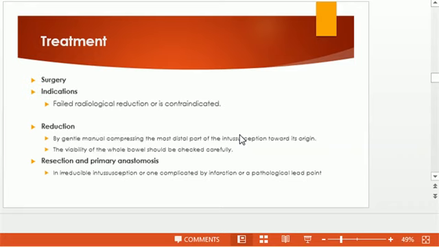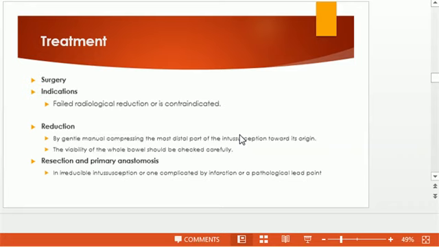So what is the idea? After reduction is achieved by gently compressing the most distal part of the intussusception towards its origin, we make sure not to pull it. Pulling the proximal invaginating part of the gut is contraindicated. The last part of the reduction is the most difficult to reduce. The viability of the whole bowel should be checked carefully. Obviously, when we are doing a reduction, it is very important that the gut is viable.